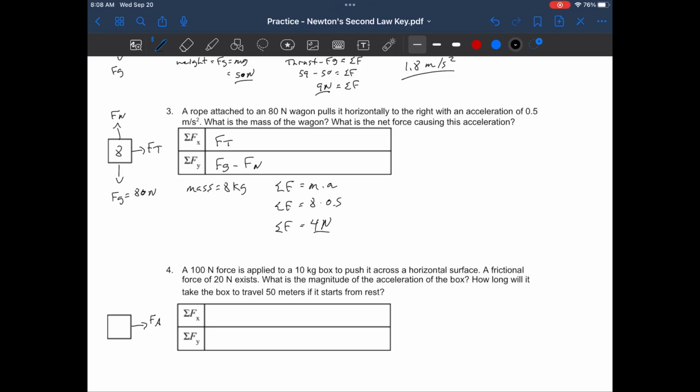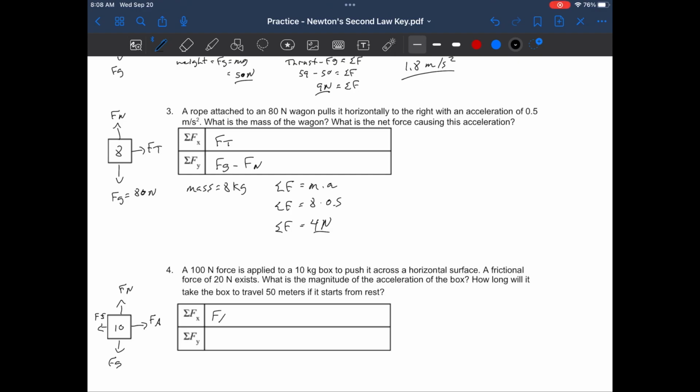And I've got 100 newtons of force applied to the right. A frictional force of 20 newtons exists, so that would be to the left. The force of 20 newtons to the left is going to oppose the motion. What is the magnitude of the acceleration of the box? How long will it, okay, that's a kinematics question after that.